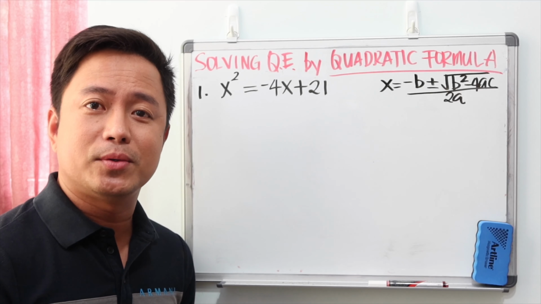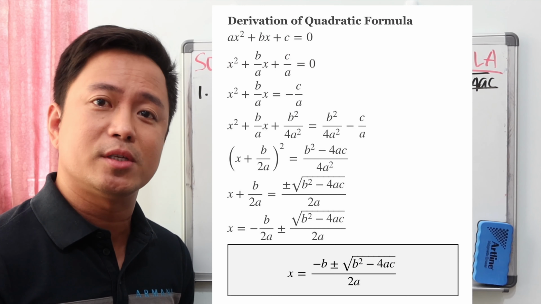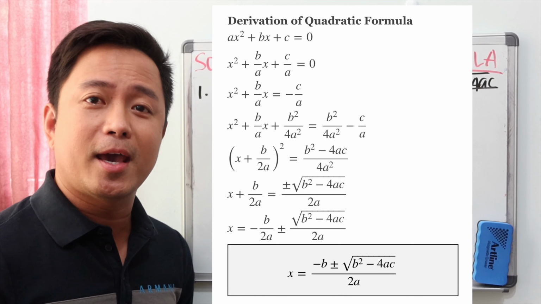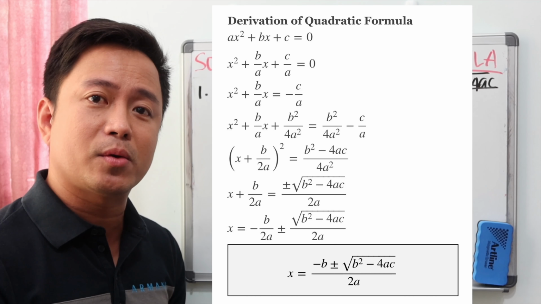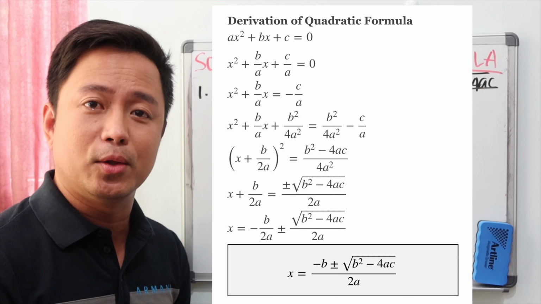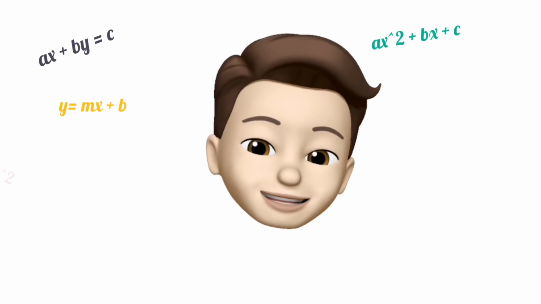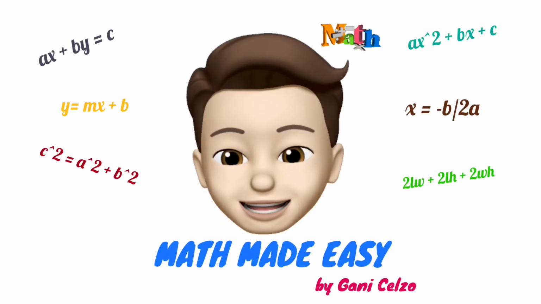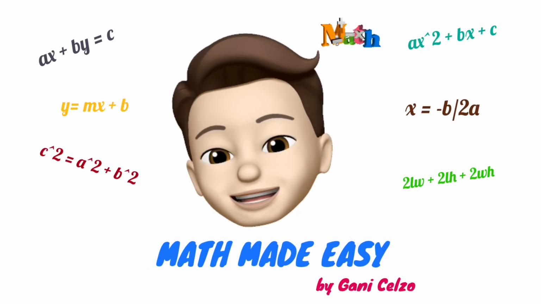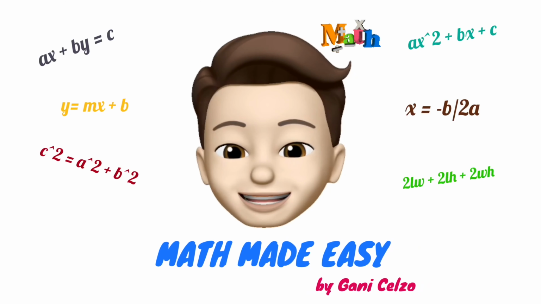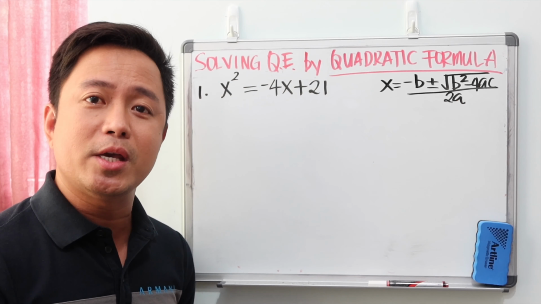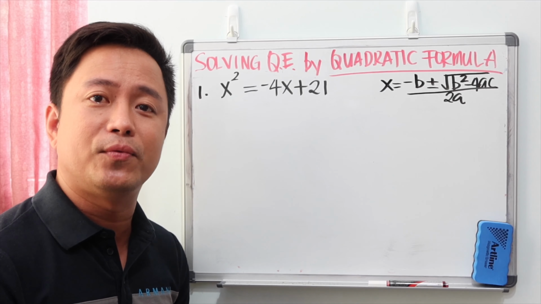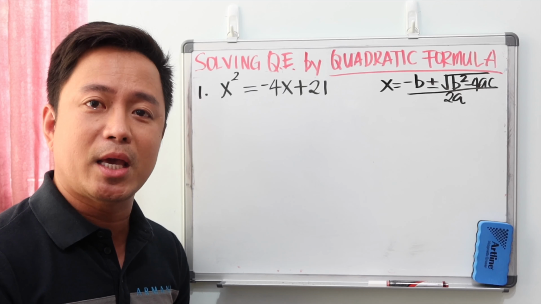In our last video, I showed you the derivation of the quadratic formula: x is equal to negative b plus or minus the square root of b squared minus 4ac, all over 2a. Now we're going to use this quadratic formula to solve for the roots of a quadratic equation.